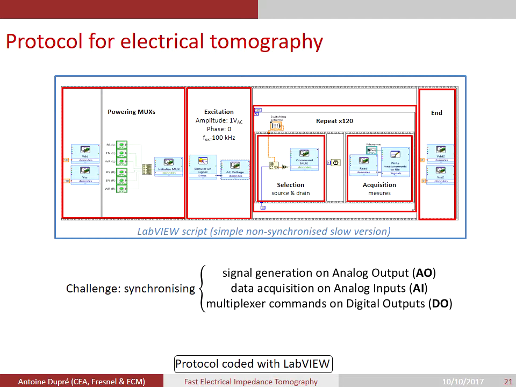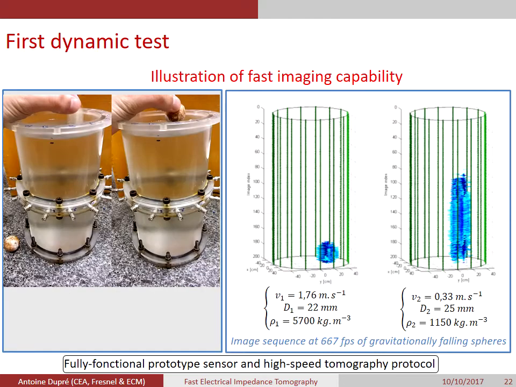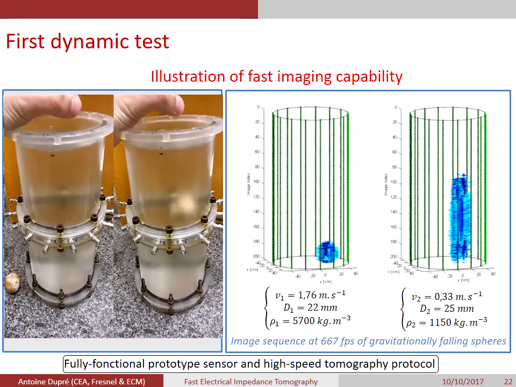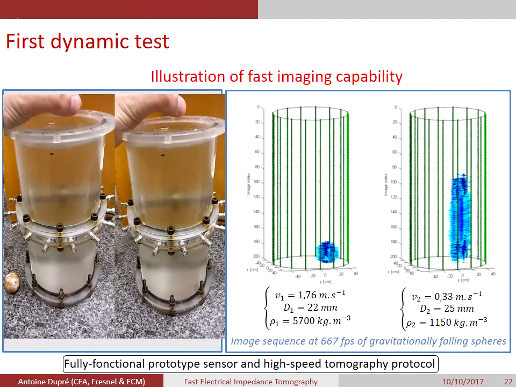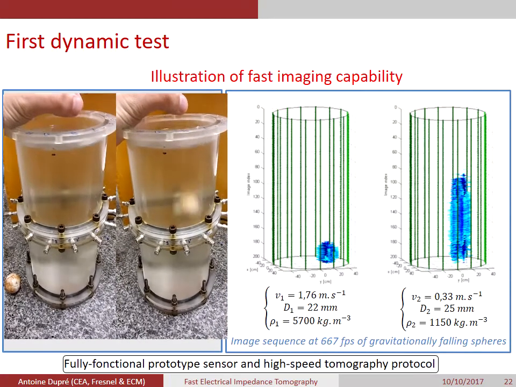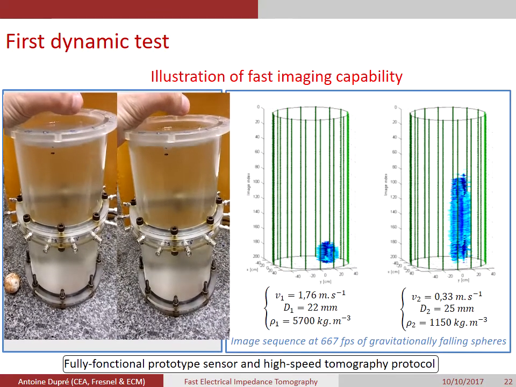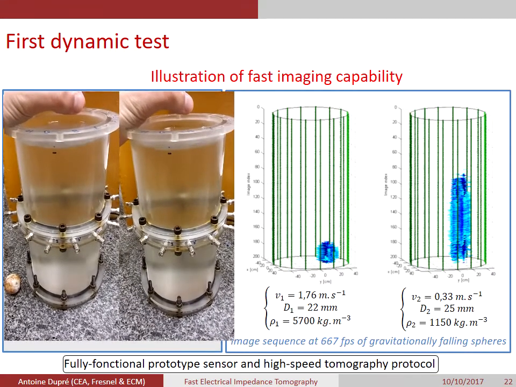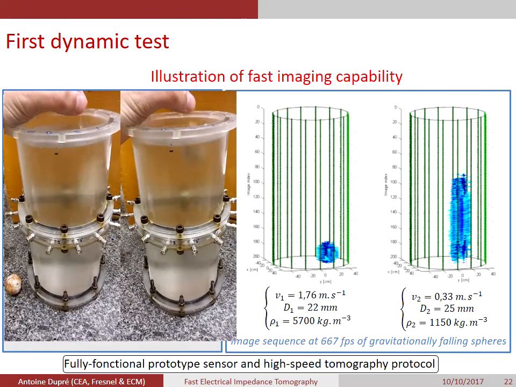And the main challenge in terms of coding the LabVIEW script was to synchronize the task for analog output, analog inputs, and digital outputs. Now, this allows for a prototype that has fast imaging capabilities. So I've illustrated it with a simple experiment where I was dropping two spheres with different density in the liquid. So they would reach the sensing plane with different velocities. And the test is made at 667 frames per second.